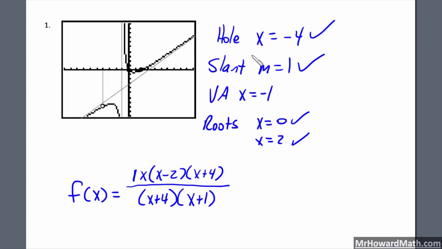We handled the hole at x equals -4, so these two factors, x plus 4 in the numerator and denominator, handled that. The slant slope was 1, so that's this 1 right here. Obviously that's implied to be there whether we write it or not. I'm writing it so that you can see that's coming from this. We have a vertical asymptote at -1, so that gives us an x plus 1 factor down here in the denominator. We have a root at x equals 0, so that's coming from this factor of x in the numerator. And we have a root at +2, so that gives us this factor of x minus 2 in the numerator. So that is it for this video.